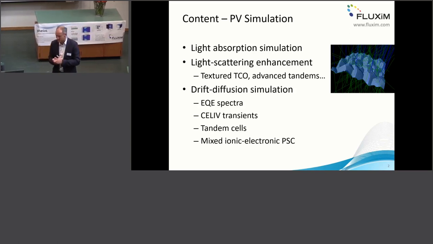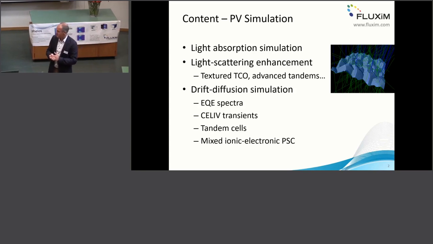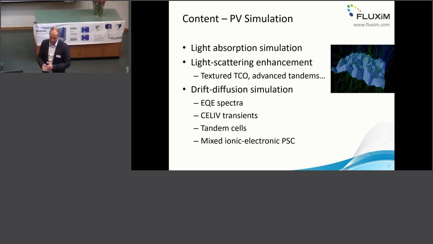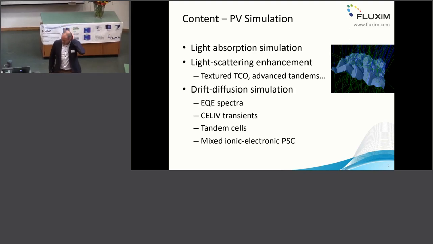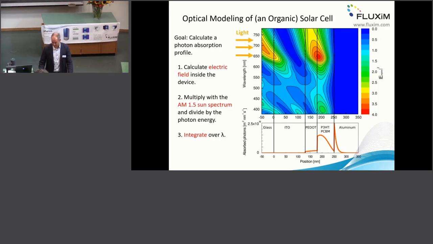CELIV transients, that's a popular method. We can also simulate and then you can compare with the measured data. And for tandem cells, I think I mentioned yesterday that we have an electrical model for tandem cells. And finally, mixed ionic electronic perovskite solar cells means that in the model, we have to consider both ionic and electronic charge transport.